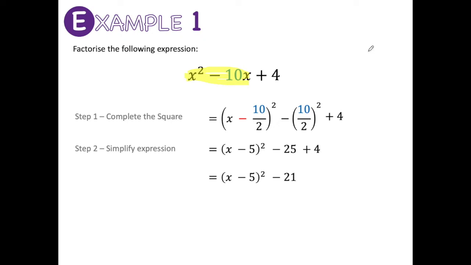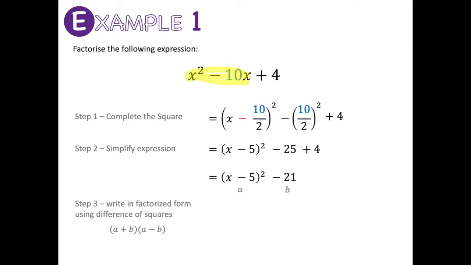Now that I've got it in this simplified form, I can write it in factorized form. I'm going to write it using the same format as the difference of two squares, so it's going to be like a plus b and then a minus b. Using my simplified expression, my a value is going to be x minus 5 and my b value is going to be 21. You remember from when we looked at the difference of squares, we need to square root both of those values.